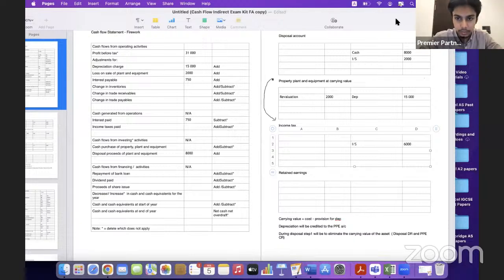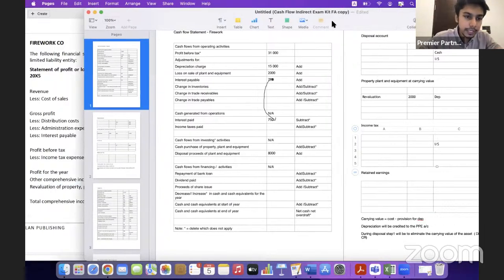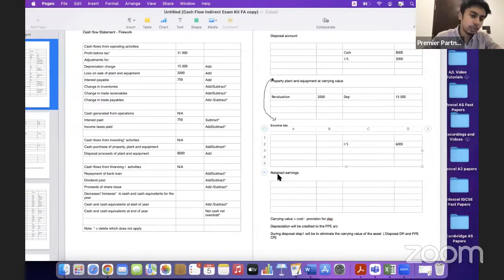Got it, guys? Okay, next one. Yeah, and also, guys, I almost missed something. This one, profit for the year. Normally, guys, remember profit for the year, we should take it to the retained earnings account. Now, usually, profit after tax or profit for the year, we don't consider when we do the cash flow statement.